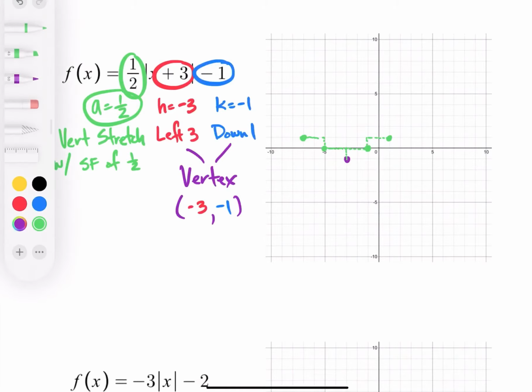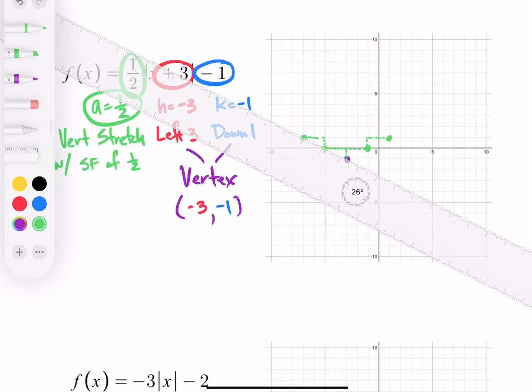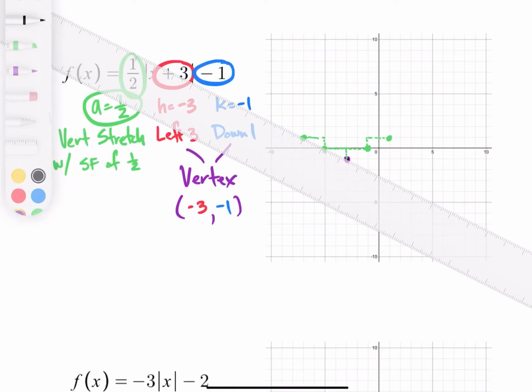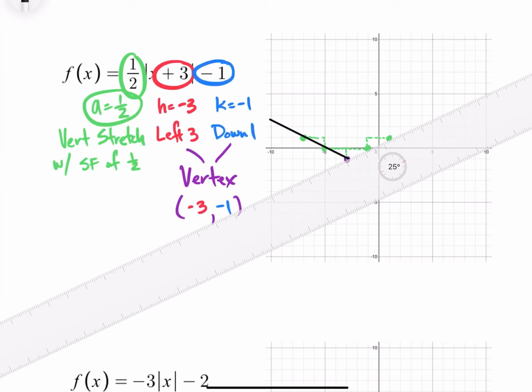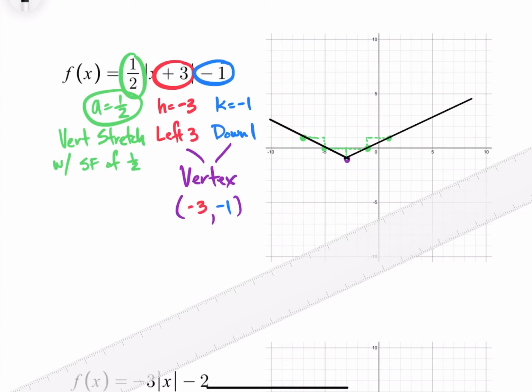Once you have enough points that you like, we take out our straight edge. We'll draw our straight lines going in both directions from the vertex. So on the left, it'll look something like this. On the right, it'll look something like this. Okay, so there's our graph for our second one.